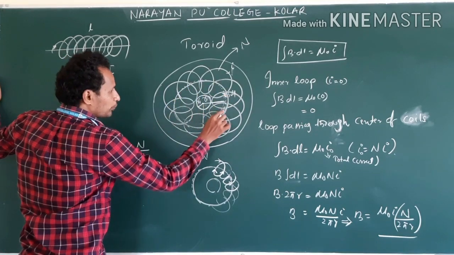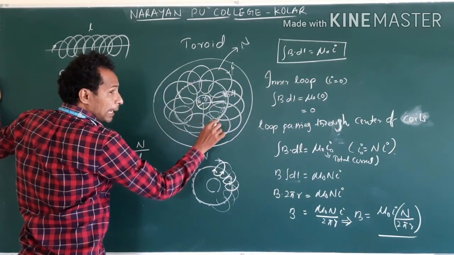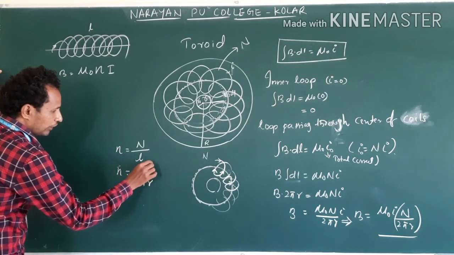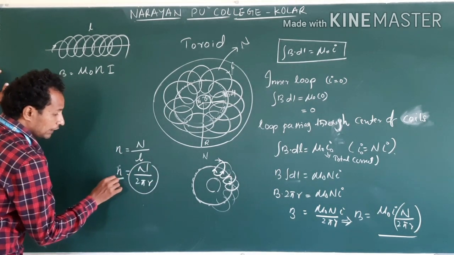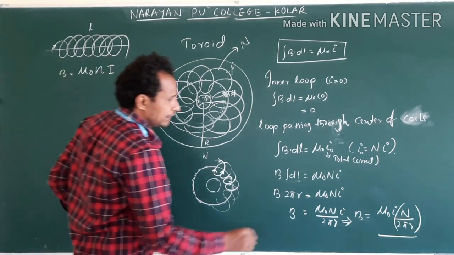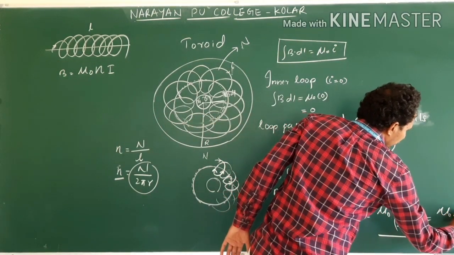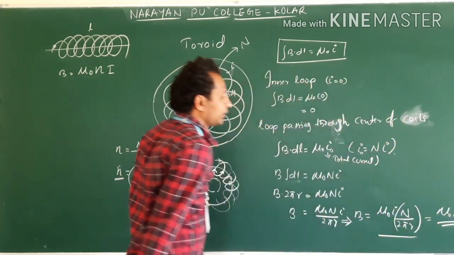This is the length of the loop. What do we consider? Ampere loop. Then this is 2 pi r. So N by 2 pi r is what? Number of turns per unit length. Then this formula will be mu naught n I.